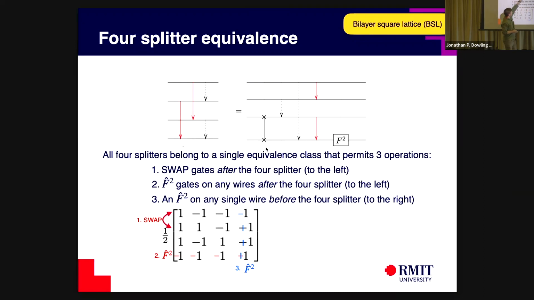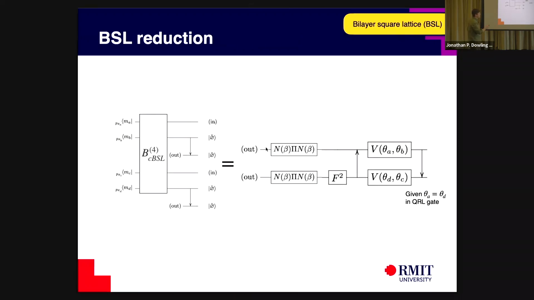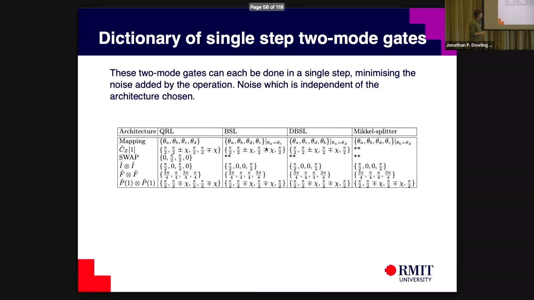And this is a simple conversion here. So this is for the QRL, the quad rail lattice, and this is for the other one, which is called the bilayer square lattice. We can do a swap and an F squared here, and it makes it the same as the QRL, which gives us the 2-mode gate for this other cluster state as well. And so all these types of cluster states, we can write down which measurement angles are required to do all of the Clifford gates and show that they have the same noise properties as the QRL.